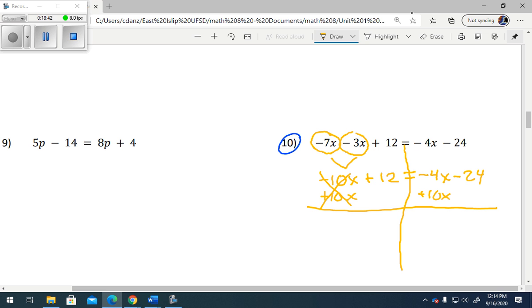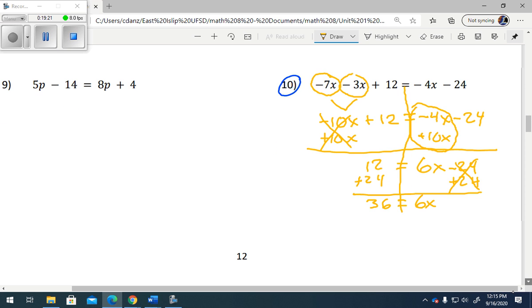It causes me to get rid of the x's on the left side. I also want to point out when I wrote plus 10x on the right side, I made sure I wrote it underneath the thing it was like so that I can do a negative 4x plus 10x to get 6x. Now the rest of this is pretty straightforward. We have to add 24 to both sides. 12 plus 24 is 36, and I still have a 6x on the right side. And then my last step is to divide by 6 so that x equals 6.